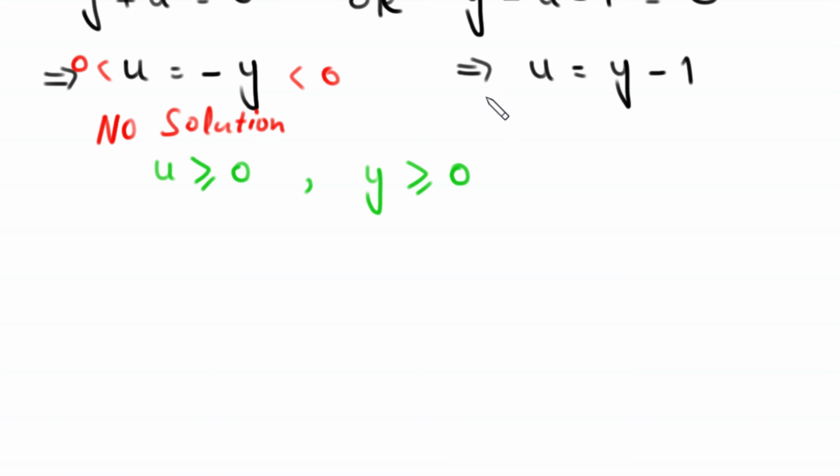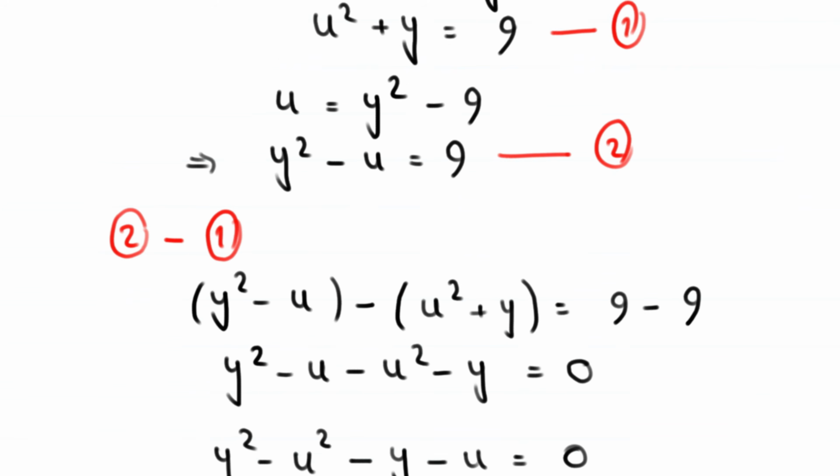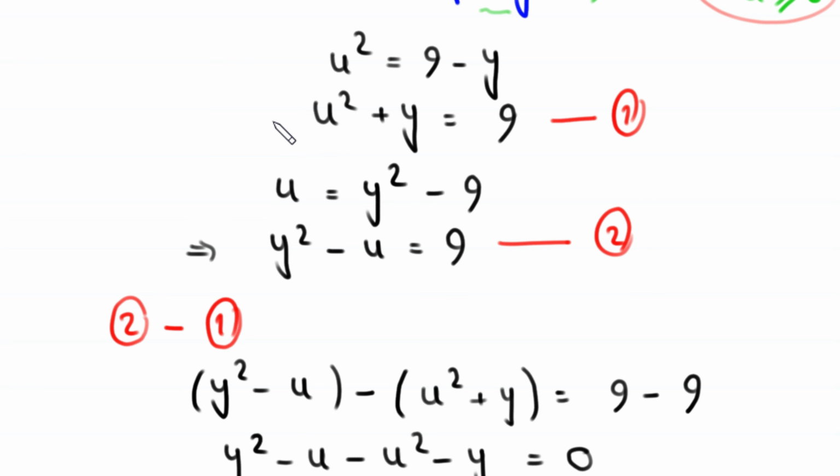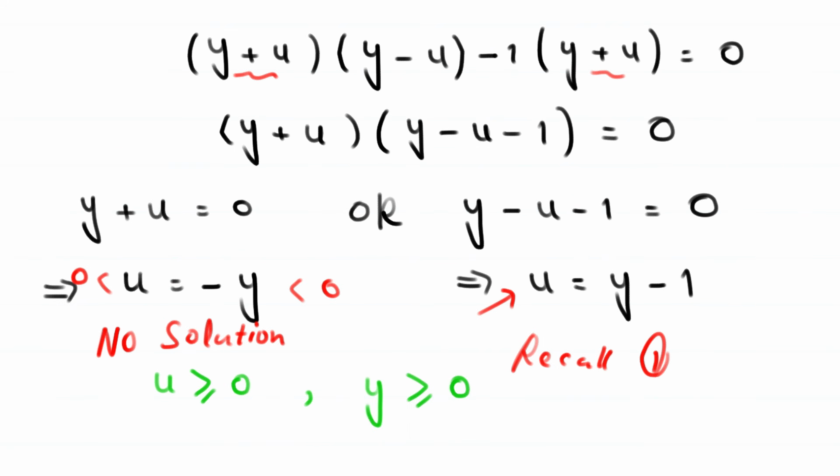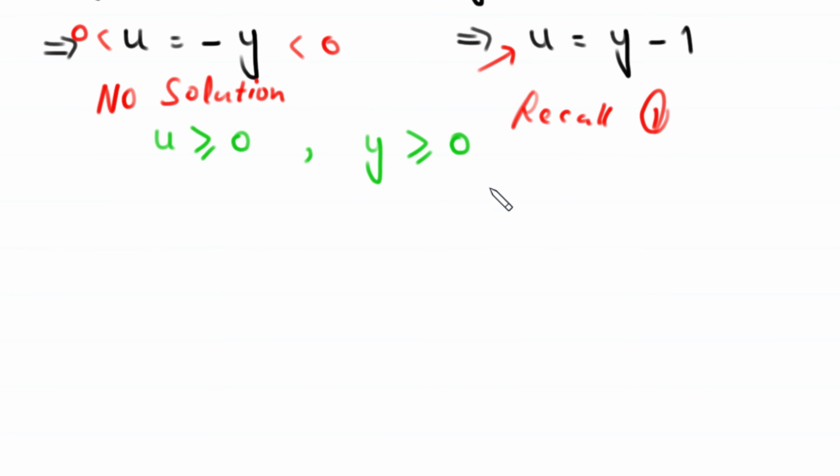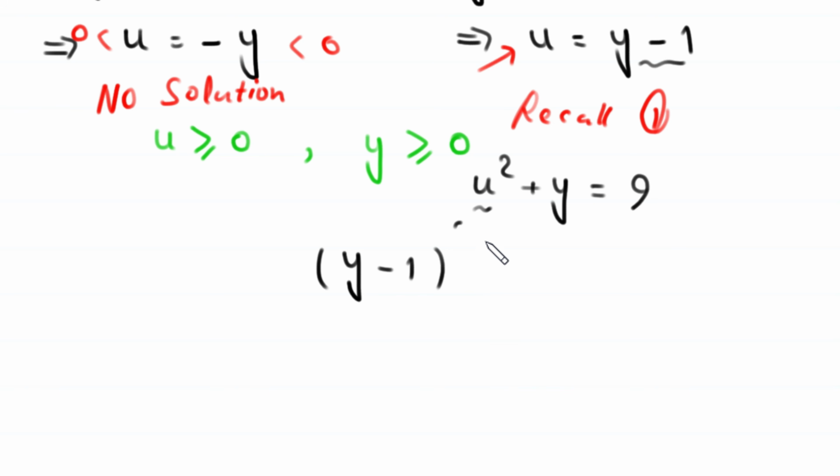Now we move on to this second case when u is equal to y minus 1. We recall equation number 1. Equation 1 is u squared plus y equal to 9. In this equation we replace this u with this y minus 1, so this equation will become y minus 1 whole squared plus y equal to 9.